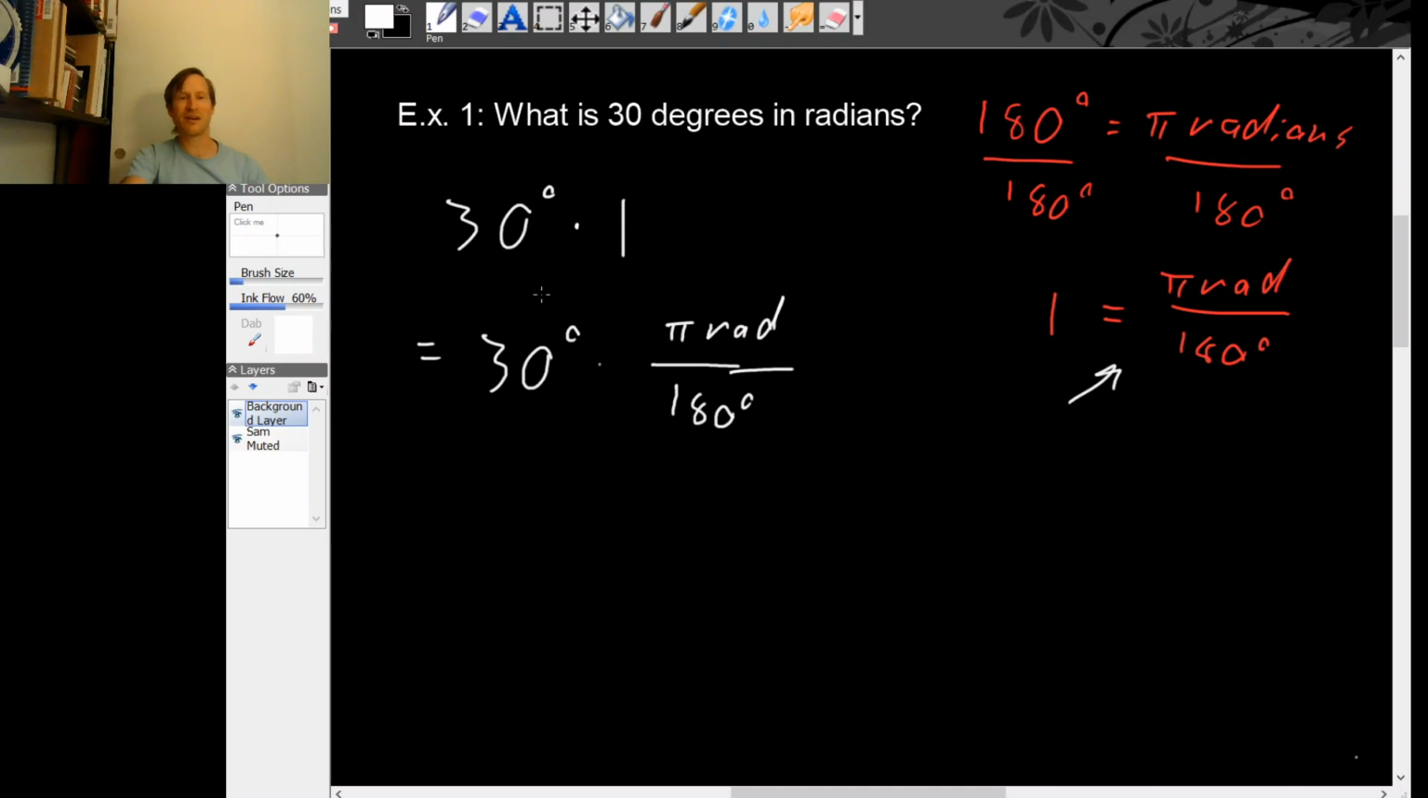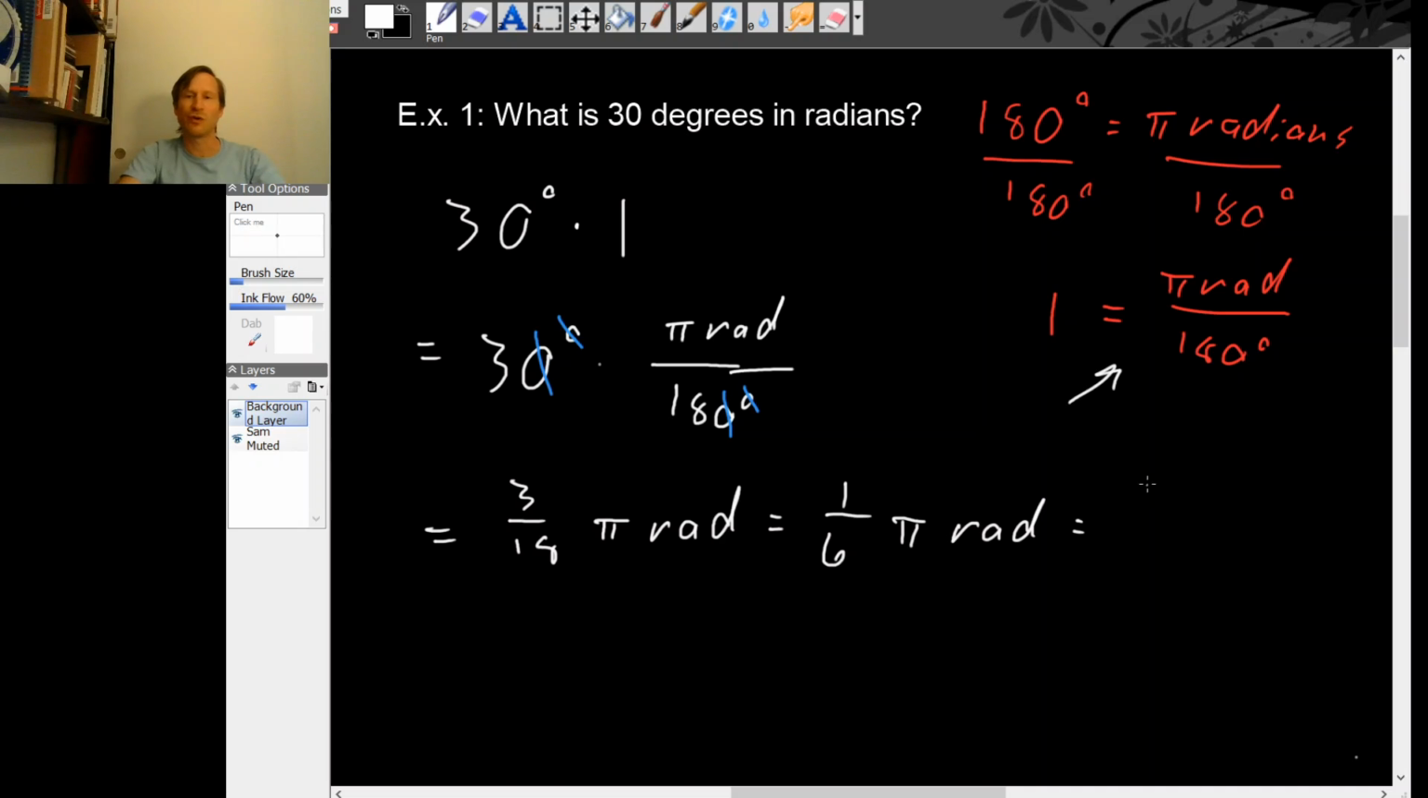And this gives us some arithmetic that we can do, or we can simplify this expression. So first of all, the degree unit in the numerator cancels the degree unit in the denominator. We get 30 over 180. Well, we can cancel a factor of 10 by canceling the 0 there. And then 3 over 18 times pi radians. And 3 over 18, that's 1 over 6. So 1 over 6 times pi radians, or just pi over 6 radians. So 30 degrees is actually pi over 6 radians.